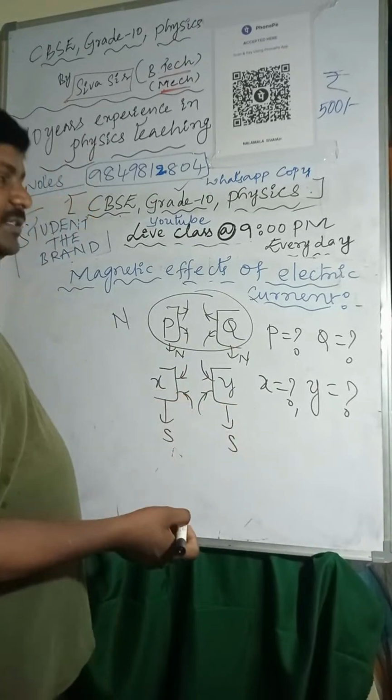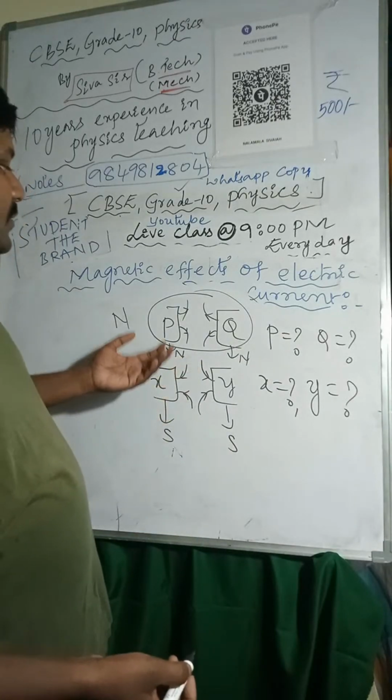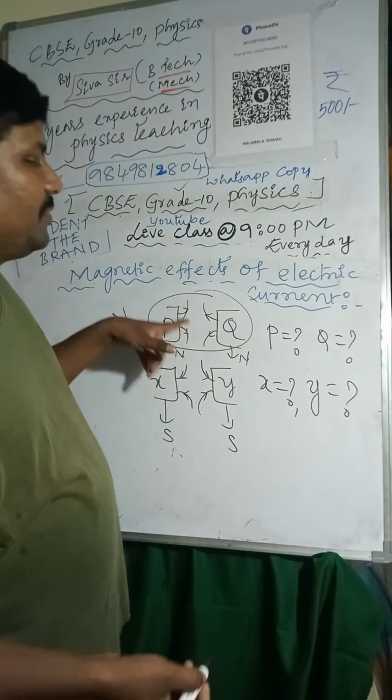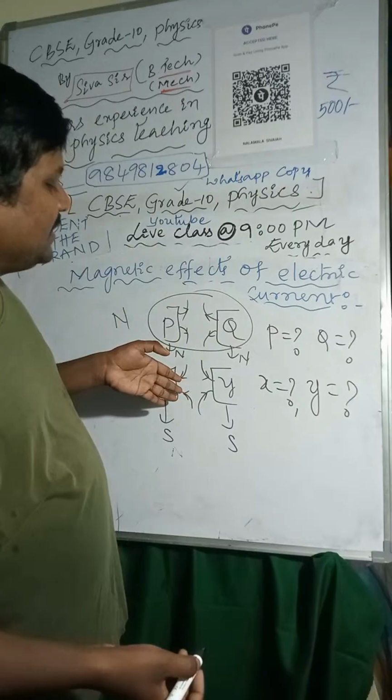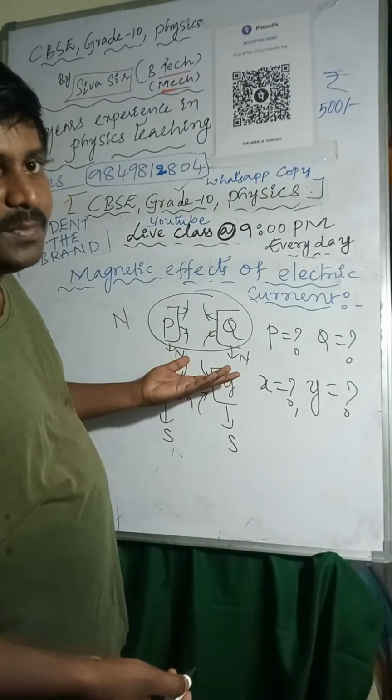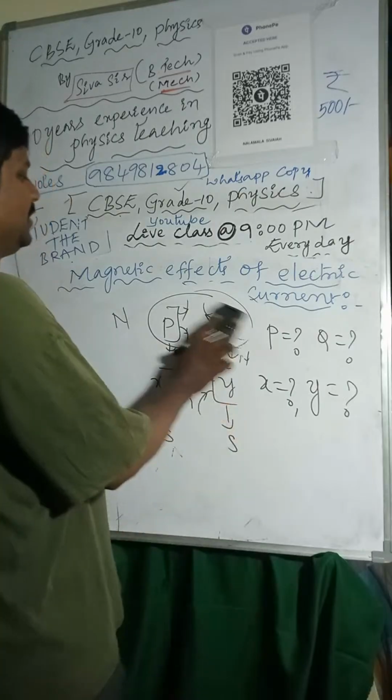Sir, how can you say like that? It is very simple, no? If the field lines are moving away from the pole, that is north. If the field lines are reaching the pole, that is south. Simple. Very easy. Clear? So next one, I'm going to the next one.